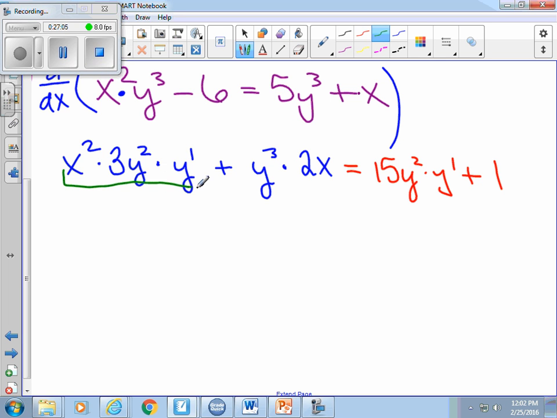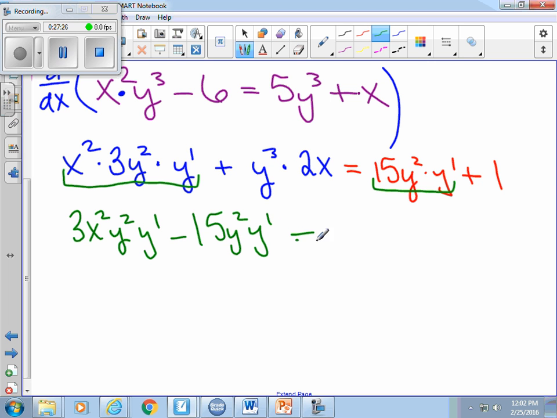This was a y prime term, and this was a y prime term. So I'm going to get all of those on one side of the equation. Doesn't matter which side, I don't care, but one side of the equation. So I have 3x squared y prime minus 15y squared y prime. So the green ones on the same side of the equation. So to move that, I had to subtract.